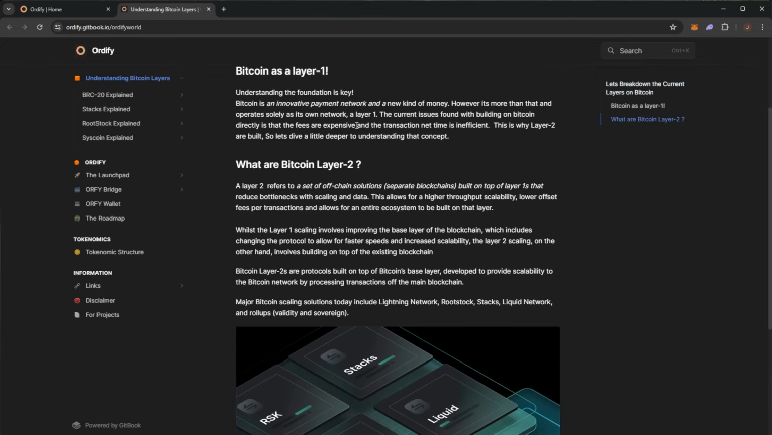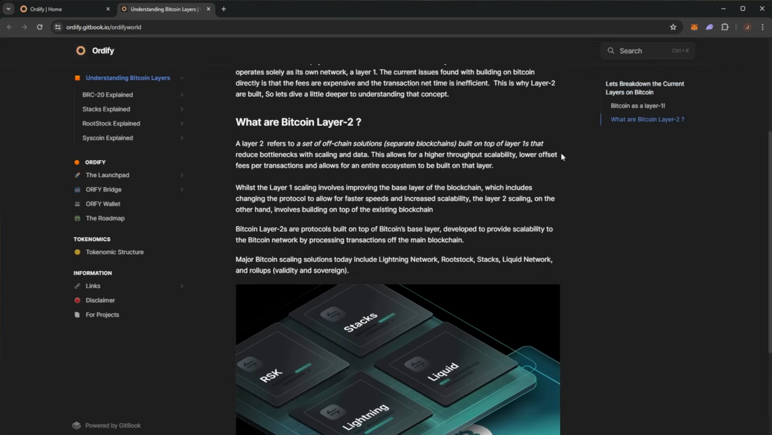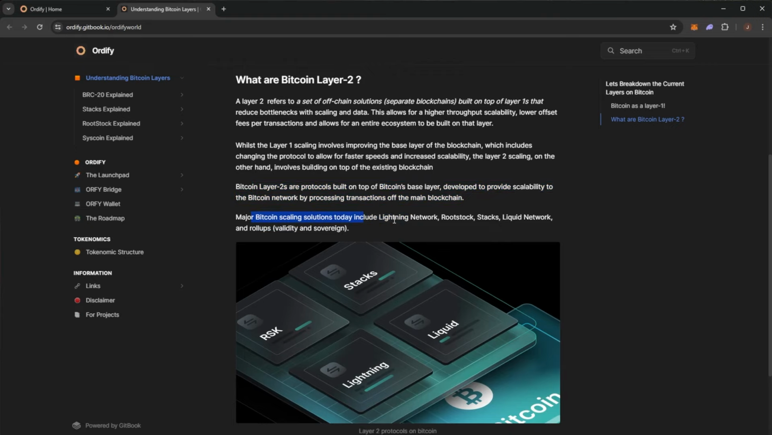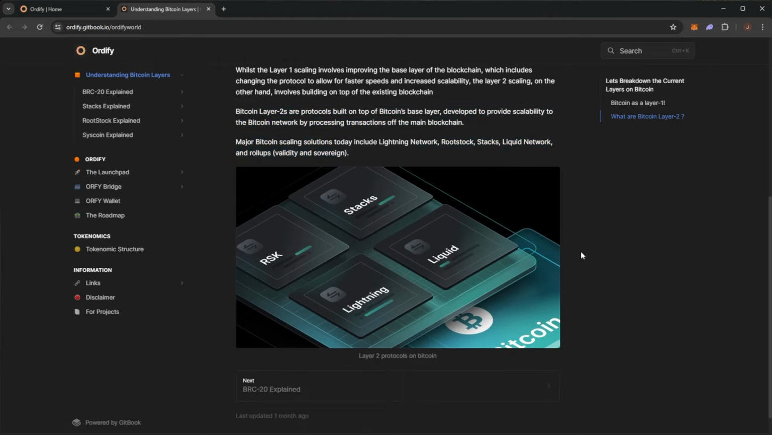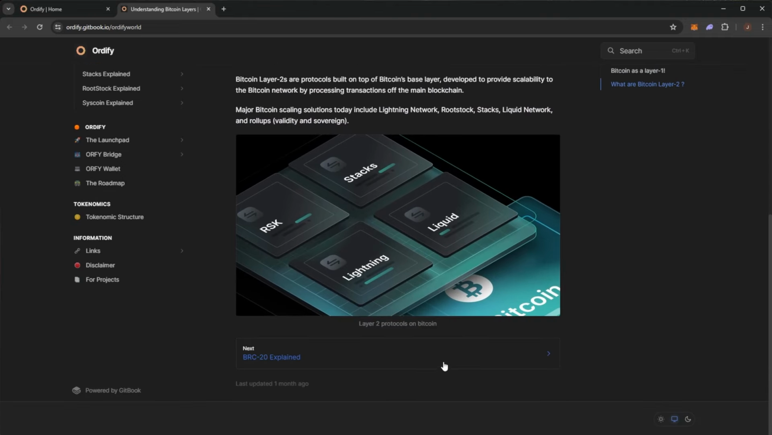A Bitcoin layer 2 is a set of off-chain solutions, separate blockchains built on top of layer 1 to reduce bottlenecks in scaling and data. They've got high throughput, scalability, and lower fees per transaction, and allow for an entire ecosystem to be built on that layer. So again, layer 2s are built on top of the base Bitcoin layer, and many solutions, including the Lightning Network, Rootstock, Stacks, and Liquid Network are layer 2s.